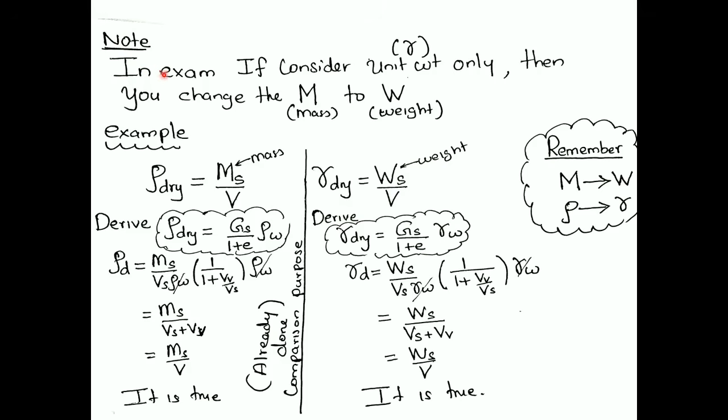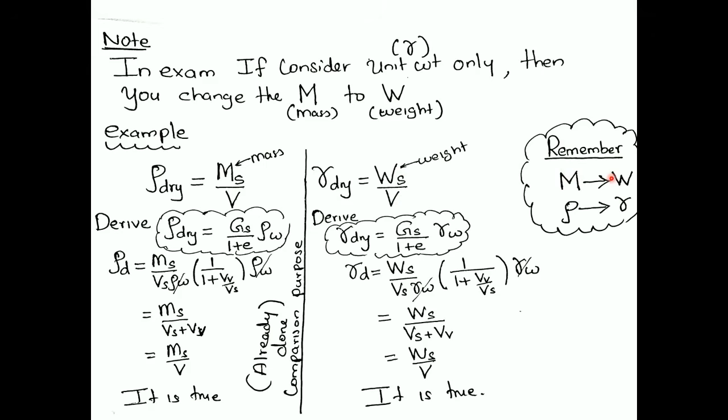Note, in exam, if you consider unit weight only, gamma, then you had better change the M to W. It doesn't matter, but it is better to change the M to W. For example, gamma dry is equal to MS over V. Better gamma dry is equal to WS over V.